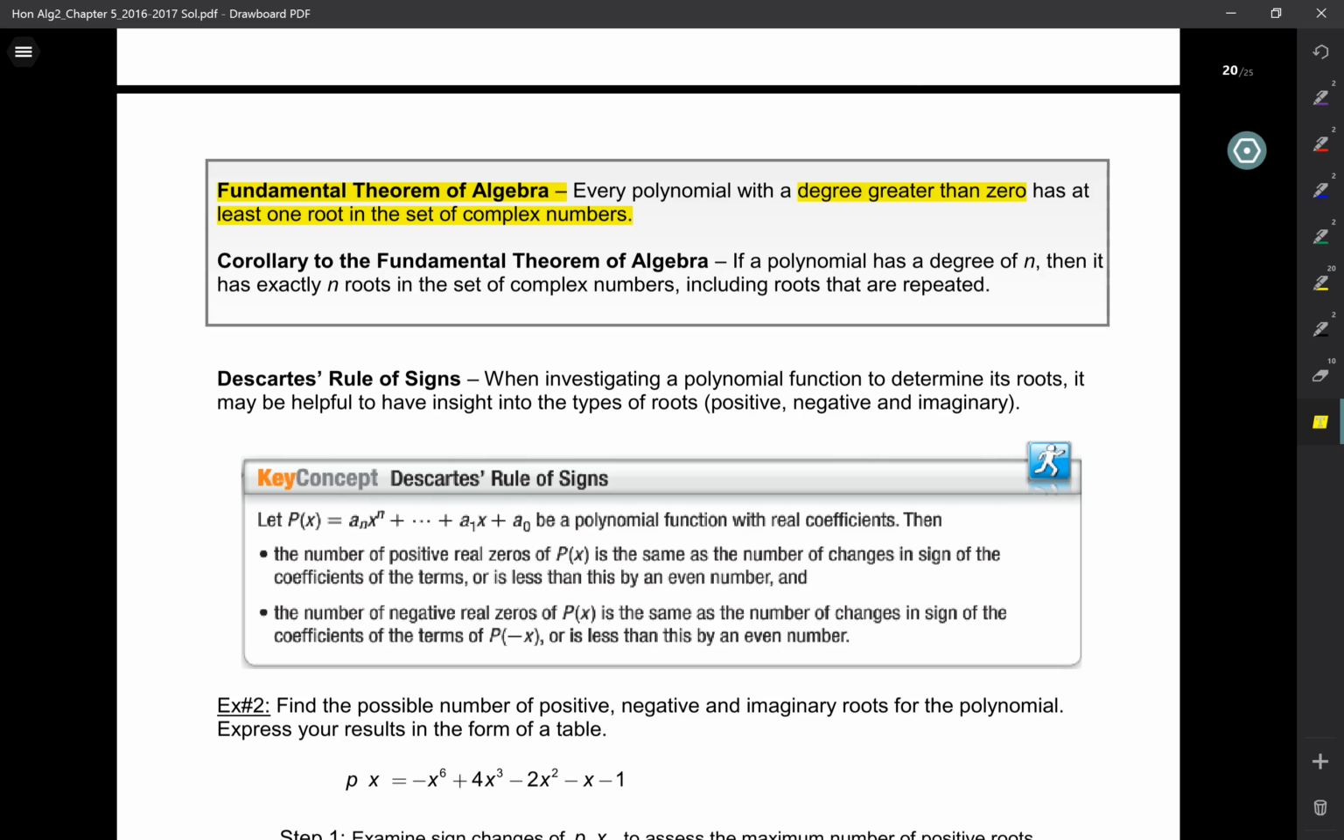Now here's a corollary. If a polynomial has a degree of n, then it has exactly n roots. All right, including roots that are repeated. So if a polynomial is a degree 7, then it's got to have 7 roots. Some of those are real, some of those are imaginary. They're all real, they're mixed and so on. Some might be repeating. Okay?